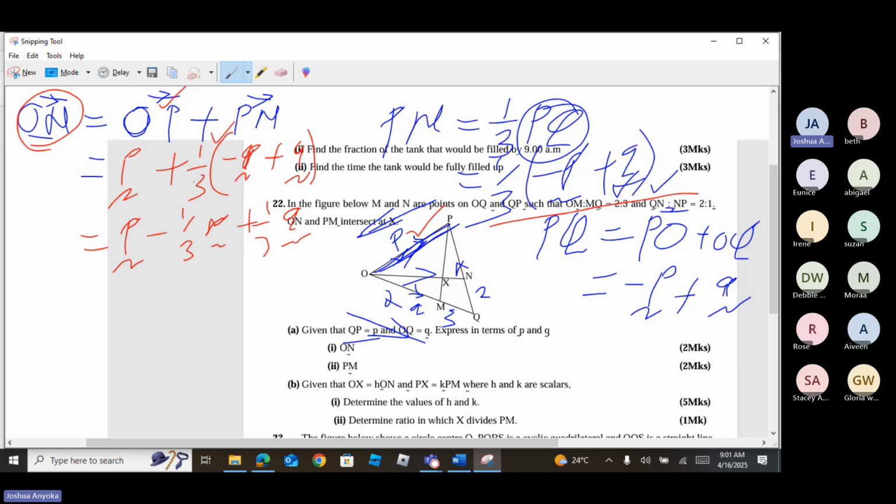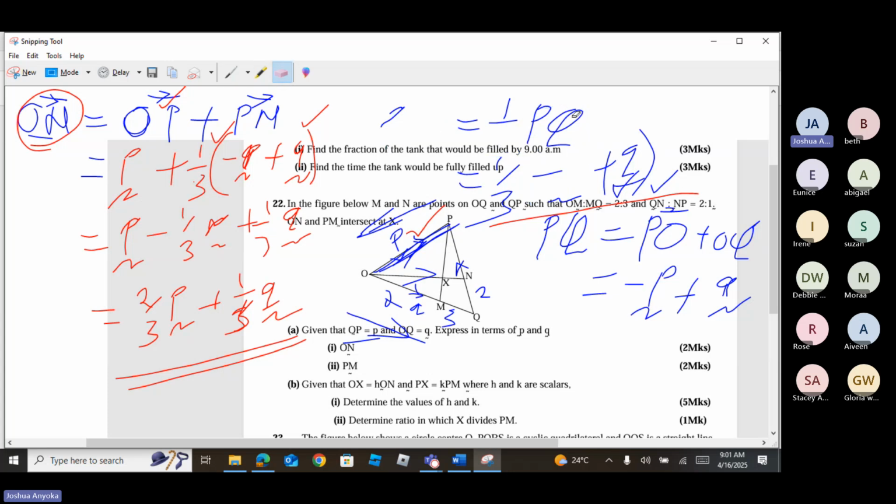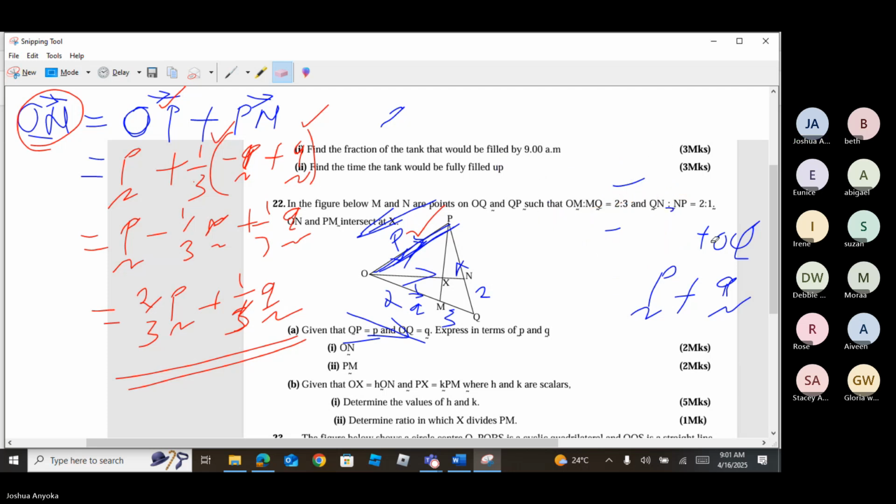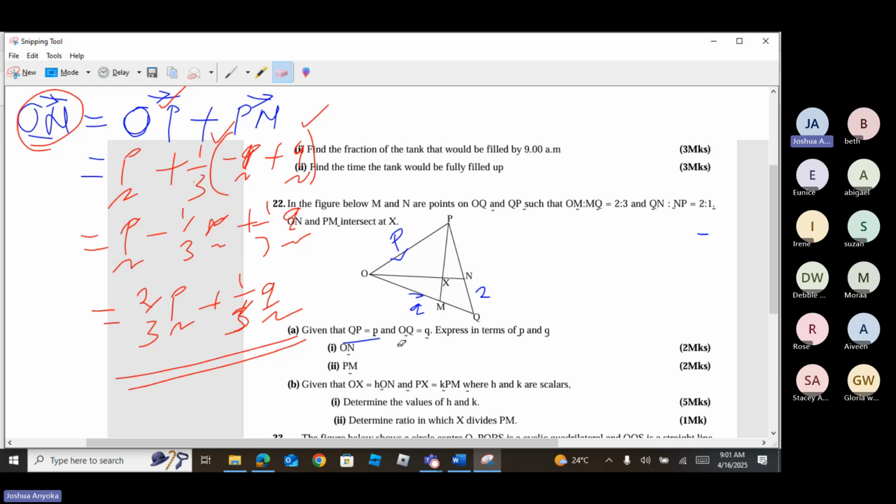We are opening brackets now, which is equal to 2 over 3 P plus a third Q. This is the vector ON. That's the vector PN. ON. Okay, so let's move on.